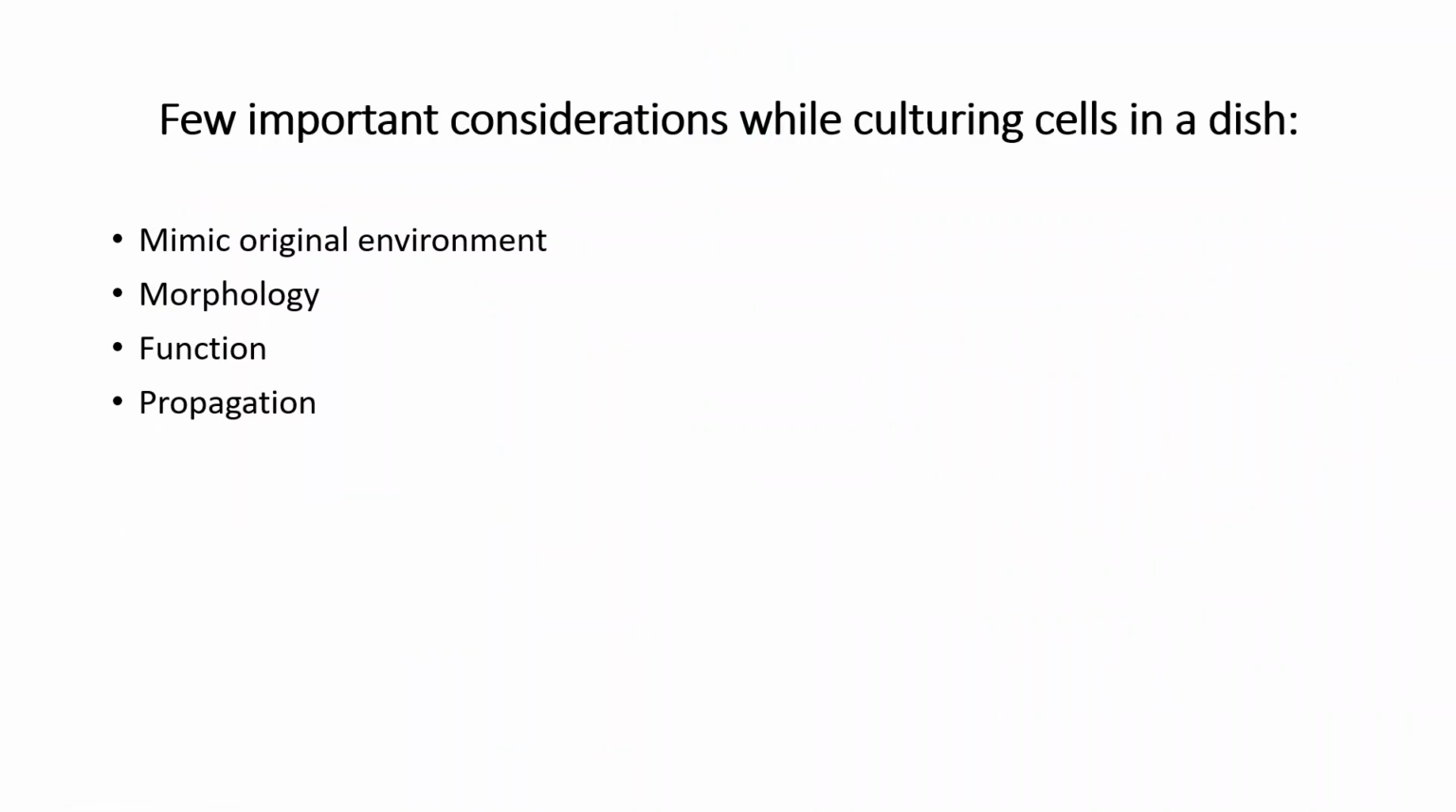So next, we will talk about a few important considerations that we must keep in mind while culturing our cells in a dish. When we are performing a primary culture of cells such as neurons or skeletal muscle cells or cardiac muscle cells, these are all specialized cell types. Now, in order to culture them in an artificial environment, that is outside the body, we need to ensure that a few important considerations are met. One of them is that the cells that we are growing in our culture should mimic their original in vivo phenotype, both in their morphology as well as their function.